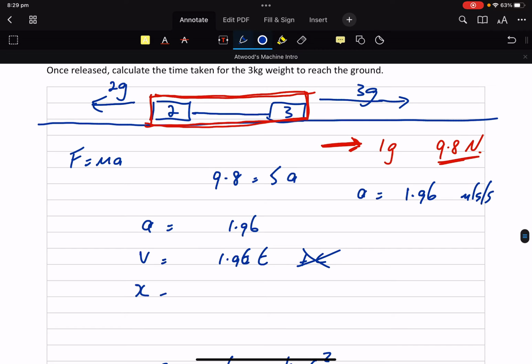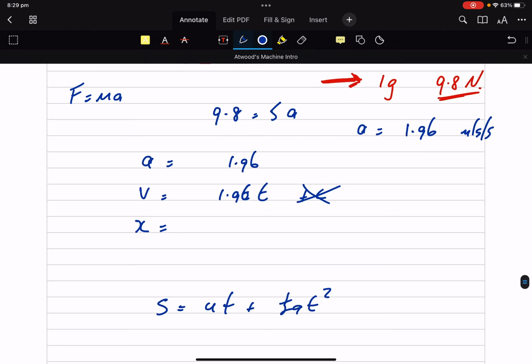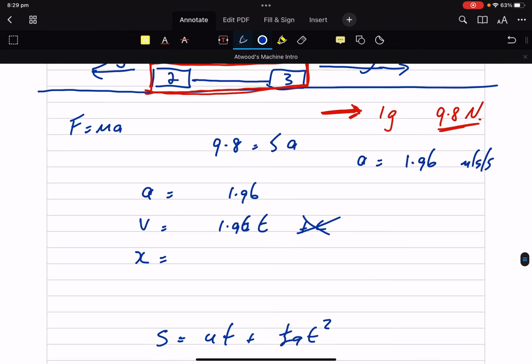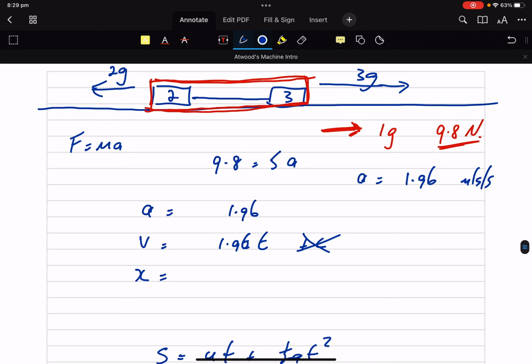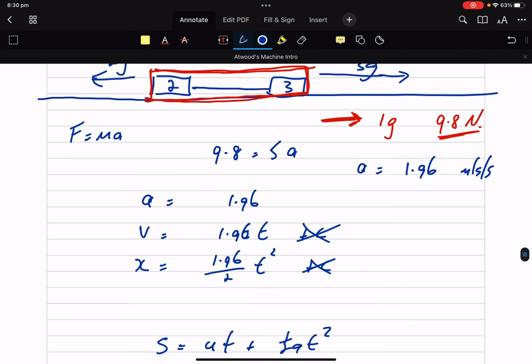Then we're going to integrate again to x. Yes, physics, displacement is s, and in maths it's x. We just like to complicate things for you. So that will be 1.96 on 2 t squared plus c. And again, we're going to get rid of that integration constant by saying it starts at 0.